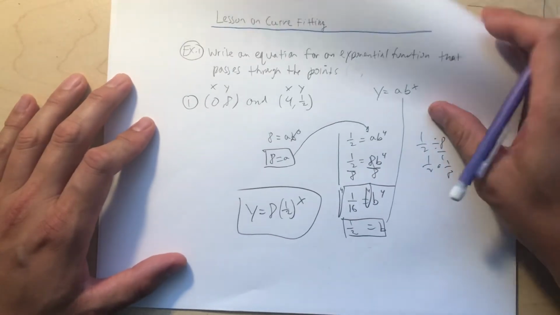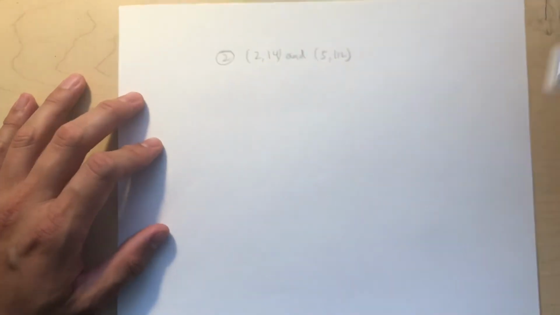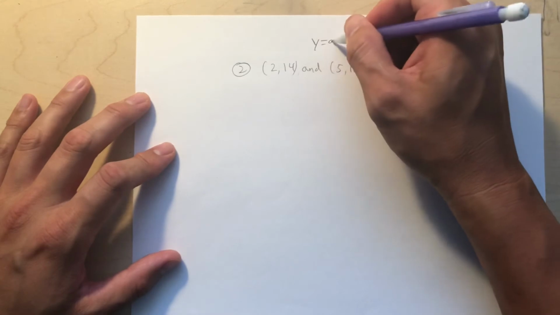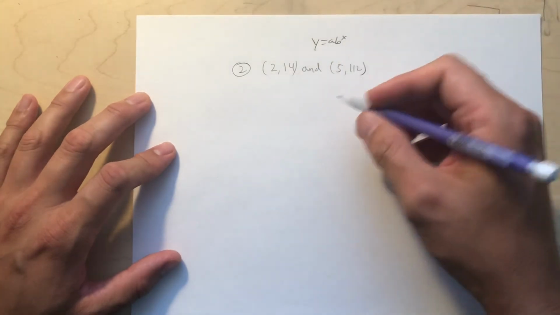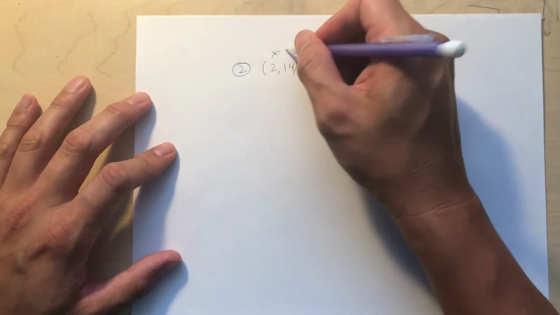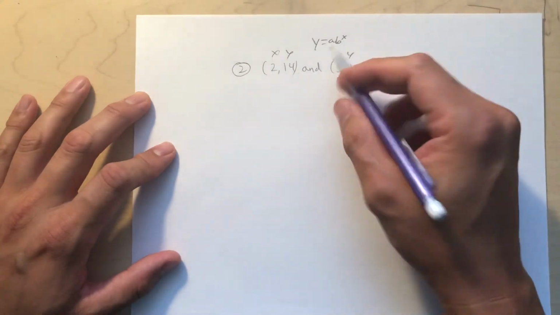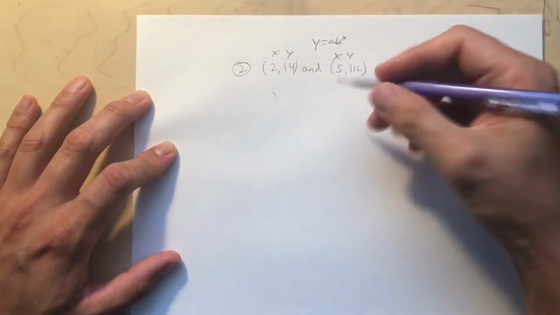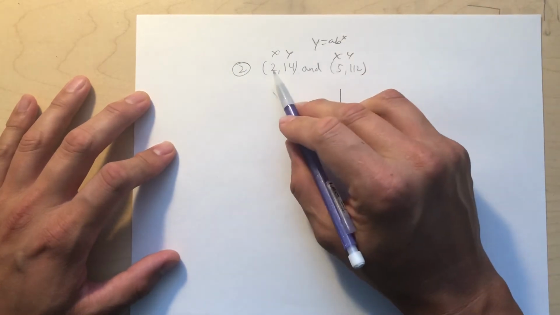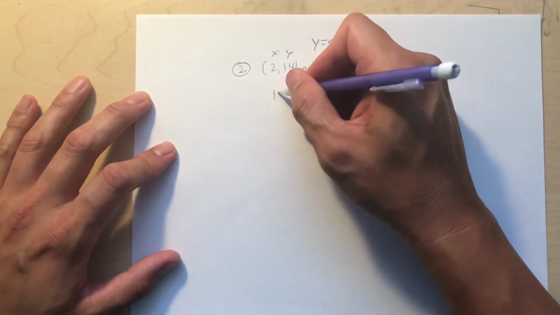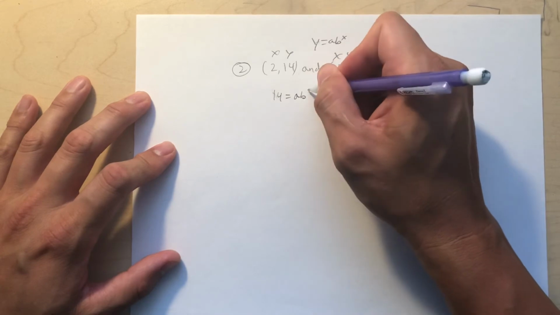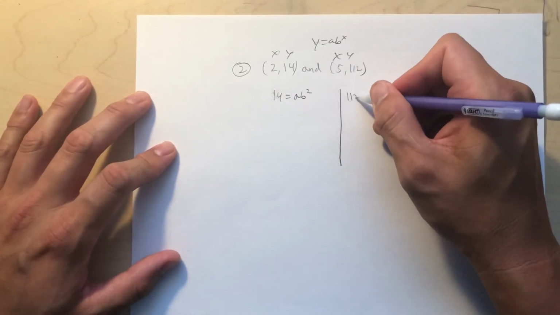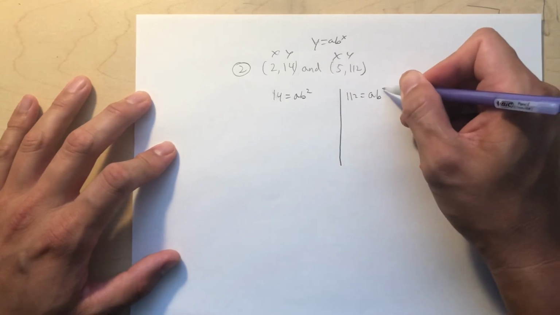Let's go ahead and do number 2. Same thing, we have to use this equation, Y is equal to A times B to the X. I'm going to plug in my X and my Y. Sorry, I'm going to draw a line right here. So my Y is 14, and then A, B, and my X is 2. This one, same thing: my Y is 112, A and B, and my X is 5.